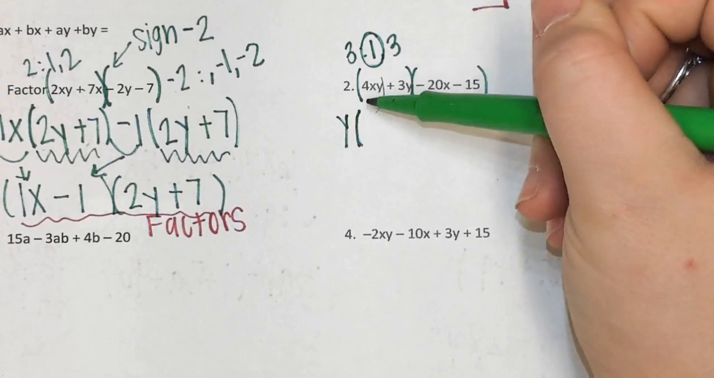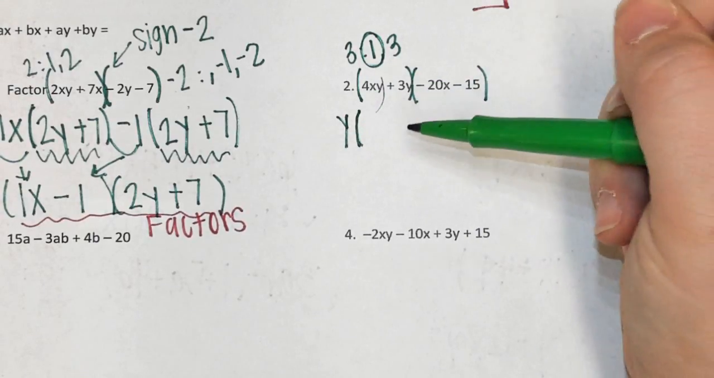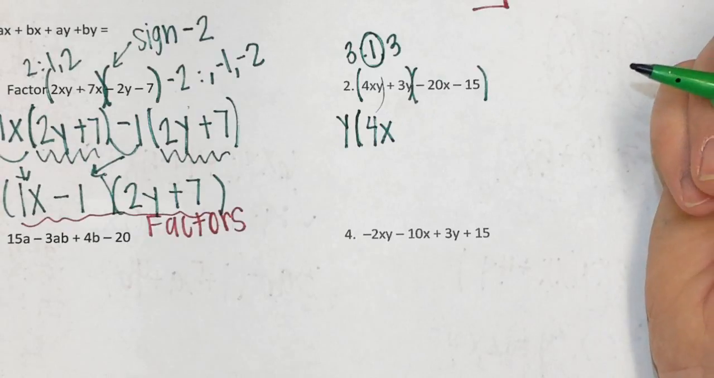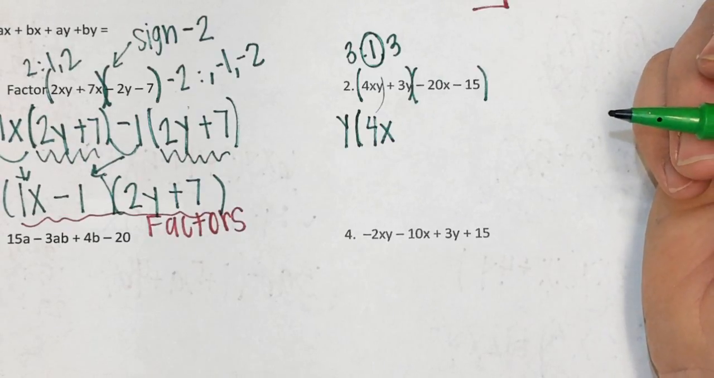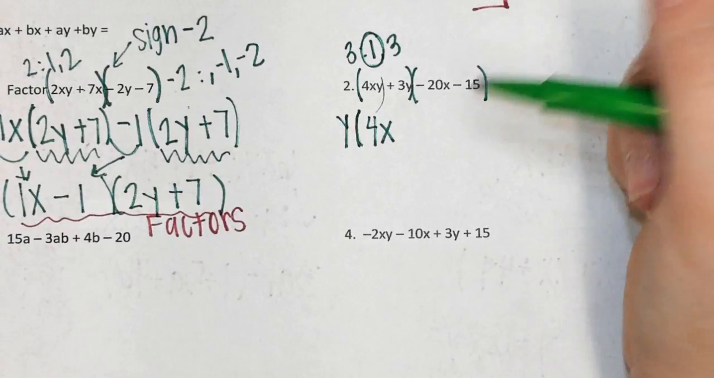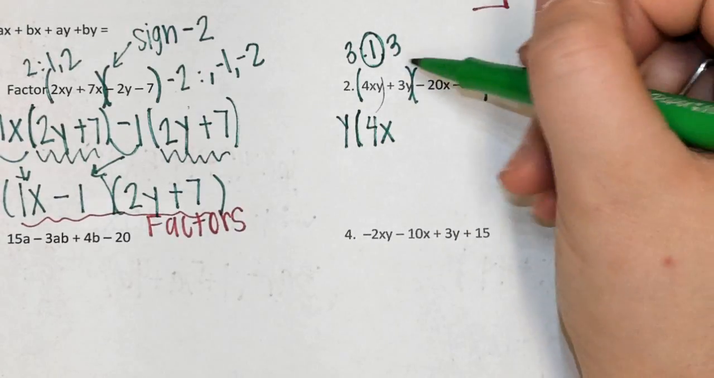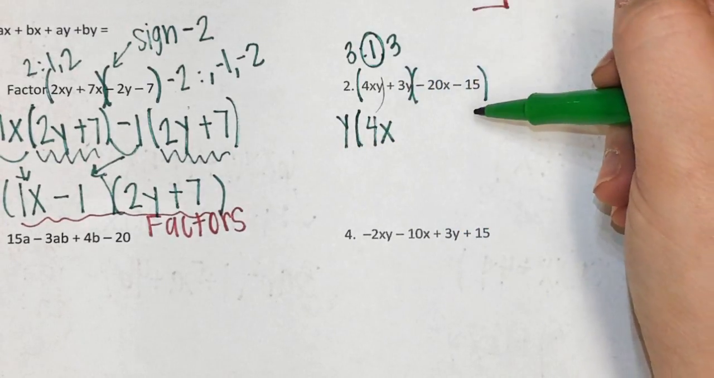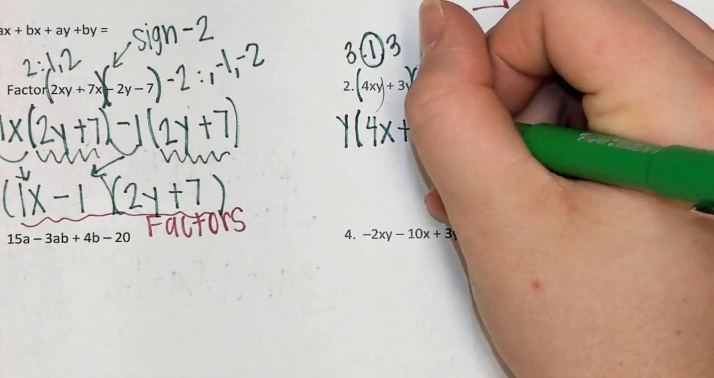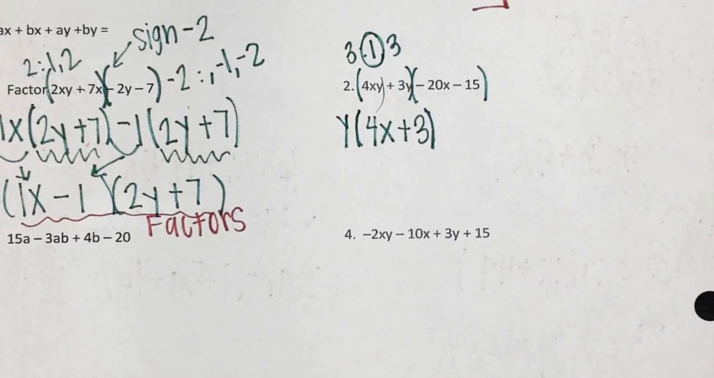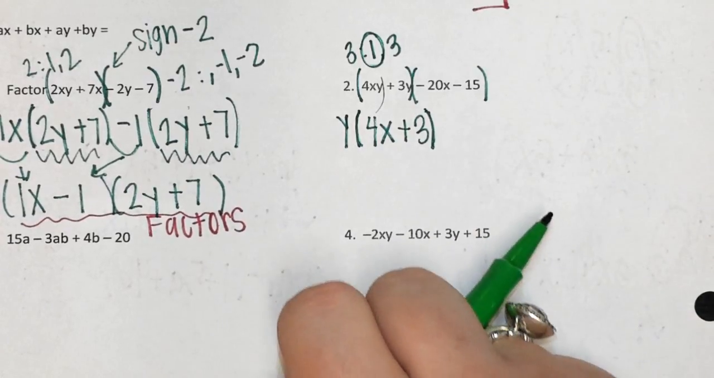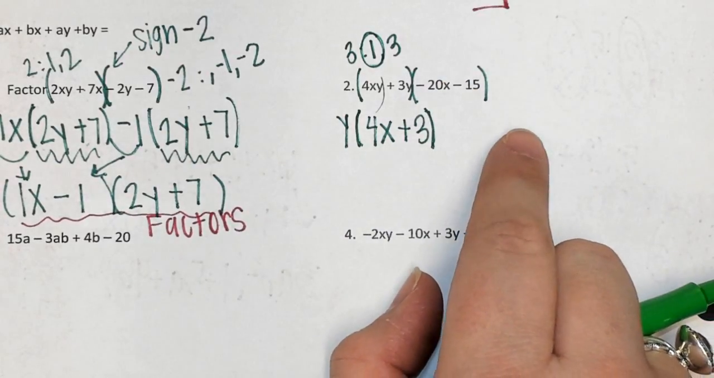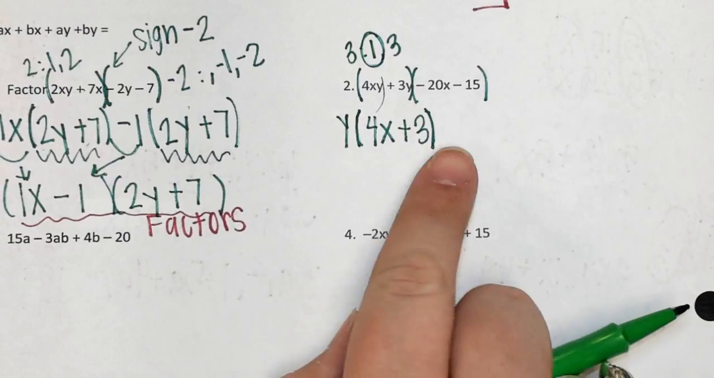I need to get to 4xy. Well, y times what gives me 4xy? 4x. I have y. I need to get to 3y. So y times what gives me 3y? 3. Good. So what do I need my next parenthesis to look like? The same. So I need the remainder on the inside of the parentheses to say 4x plus 3.